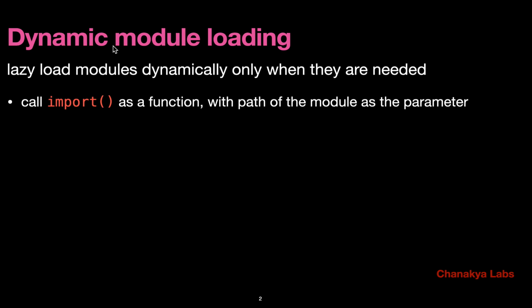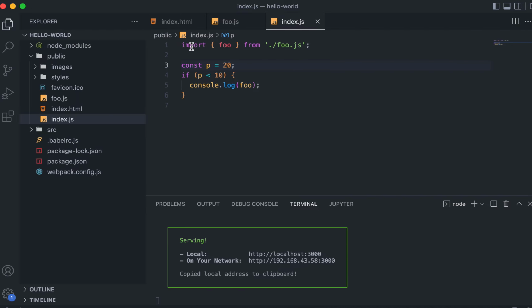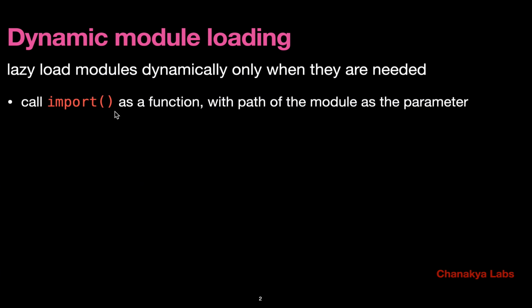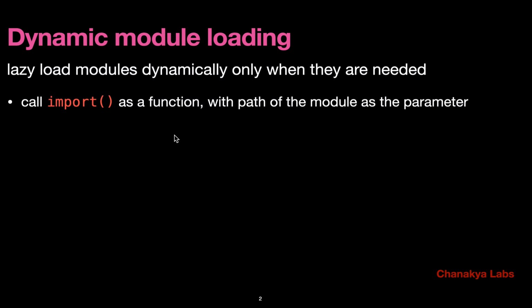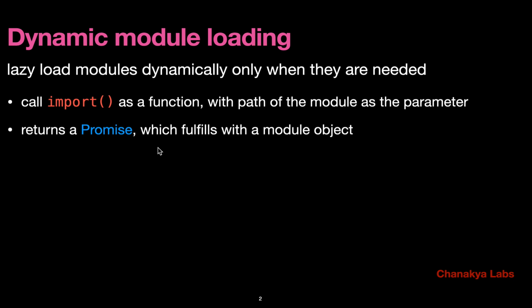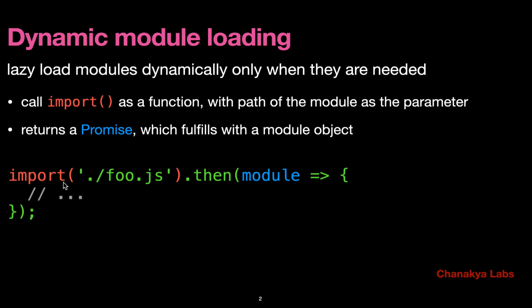But for that, JavaScript provides another way called the import function. This is an import statement, not a function. But there is something called the import function. In that import function, you pass the path name as the argument, and it will return a promise. So essentially, you write import and pass a particular path, whatever you want.